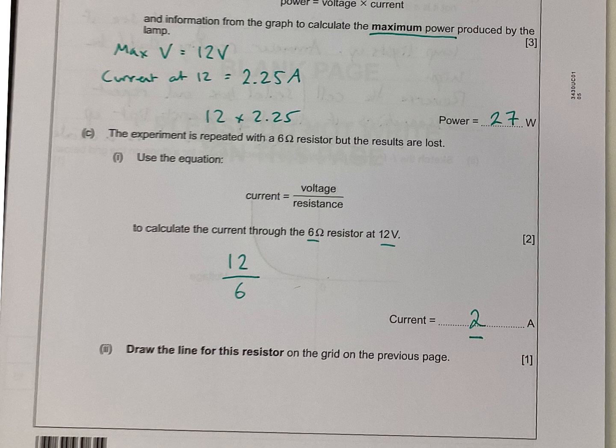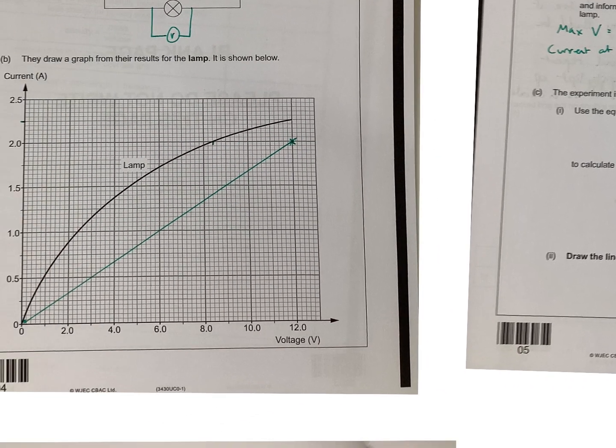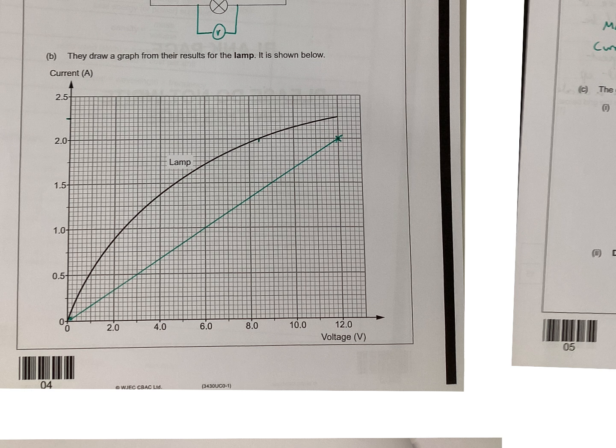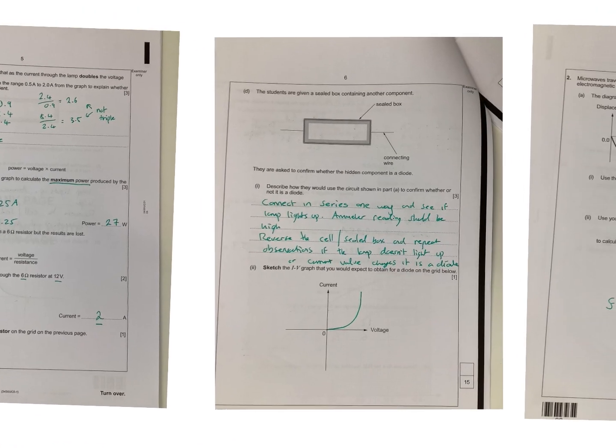Because it's a fixed resistor, it's going to be a straight line. So my current value is going to be 2, and that's going to go back to the origin. Remember now, my voltage is going to be maximum 12 and then 2 there. So you just bring a line all the way back to the origin with that one.